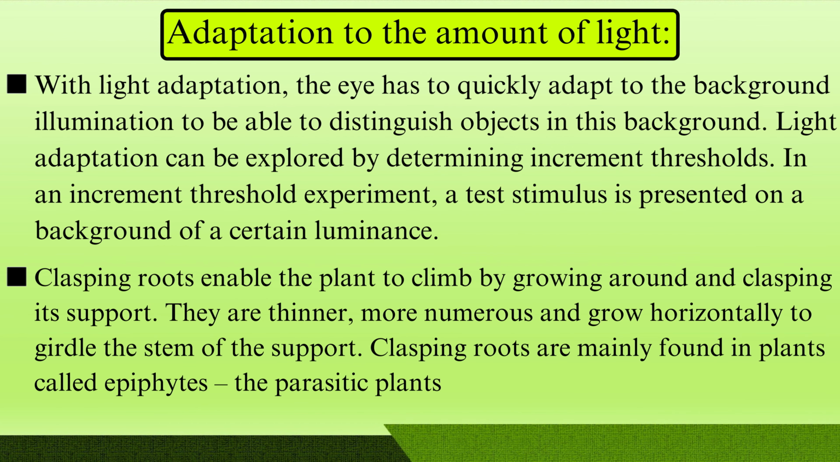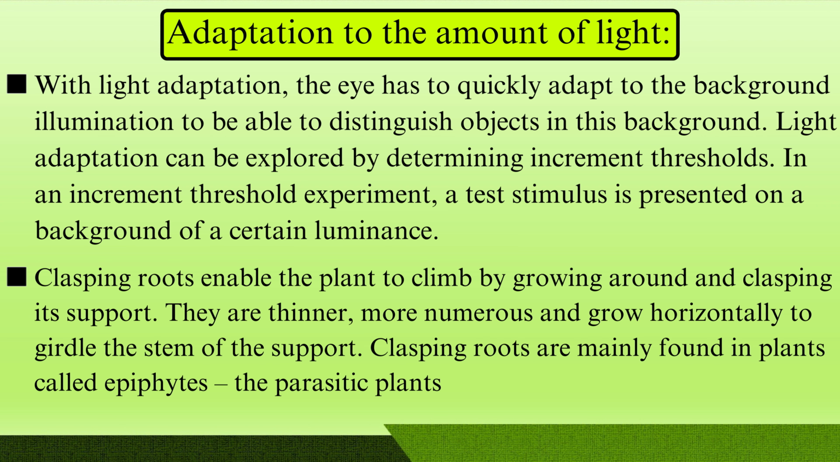Adaptation to the amount of light. With light adaptation, the eye has to quickly adapt to the background illumination to be able to distinguish objects in this background. Light adaptation can be explored by determining increment thresholds in an increment threshold experiment. A test stimulus is presented on a background of a certain luminance.